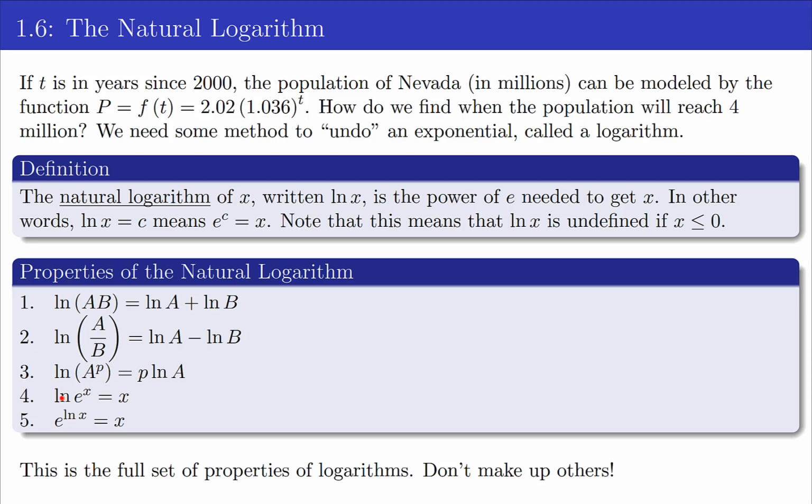The natural log and the e cancel each other. So the natural log of e to the x would just be x, and e to the natural log of x would also be x. That's because these are really inverse functions.